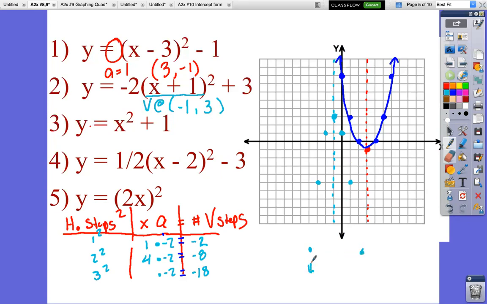So you guys can see, again, it's not a V, but it's a U. And that also says this would be a reflection over the x-axis, or it opens down. It's been stretched, which means it's skinnier or more steep, because that value is bigger than 1. And that's it. So this really starts to get pretty simple if you just remember this formula. Your horizontal steps squared times A, and that's your number of vertical steps.